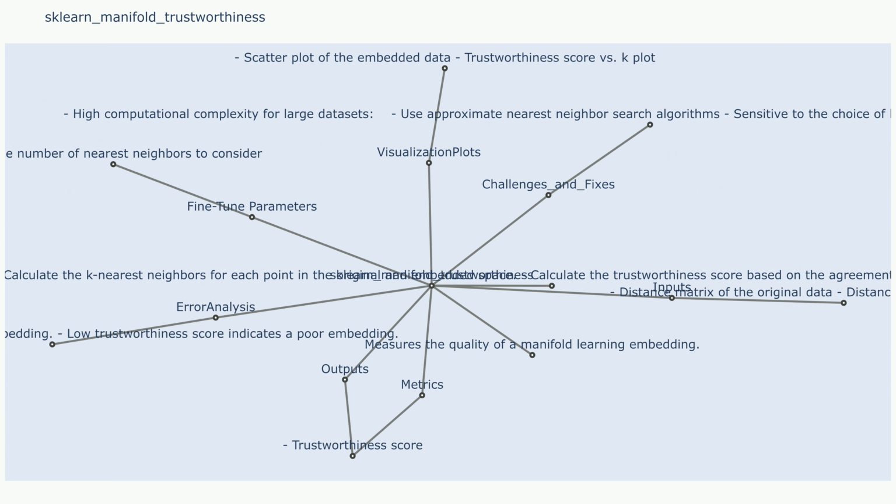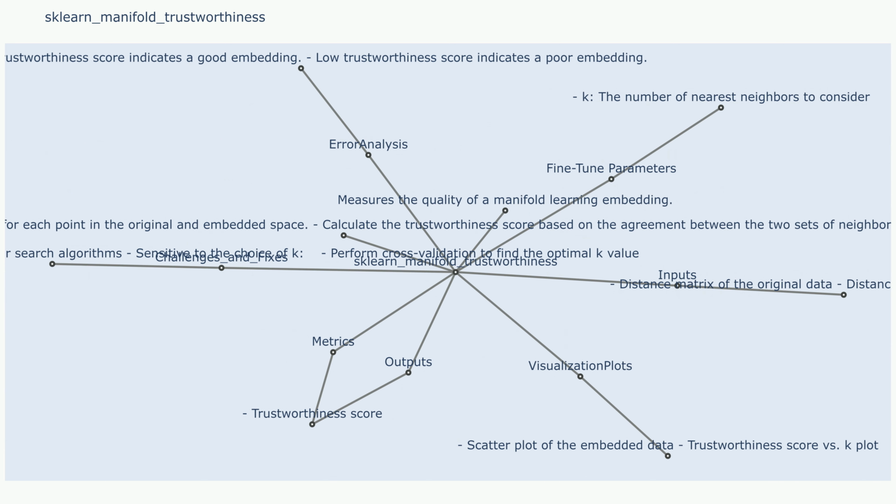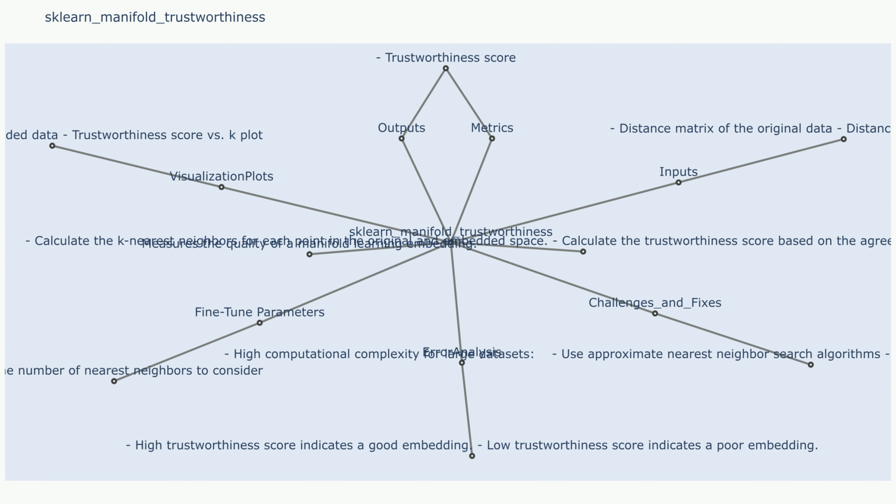Steps. Step 1: for each data point in the original data, find its k nearest neighbors (KNN) based on the original data's distance metric. Step 2: for each data point in the embedding space, find its k nearest neighbors based on the embedding space's distance metric. Step 3: compare the KNN sets in the original space and the embedding space. A higher trustworthiness score indicates a greater overlap between these KNN sets.